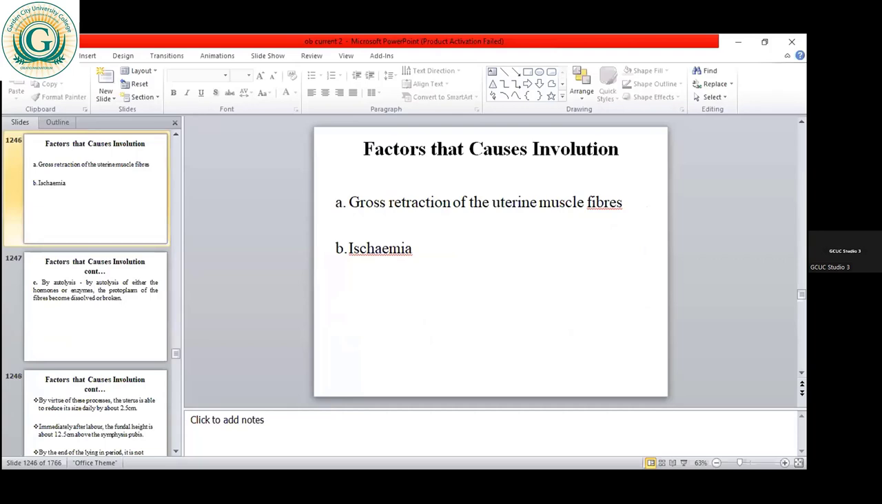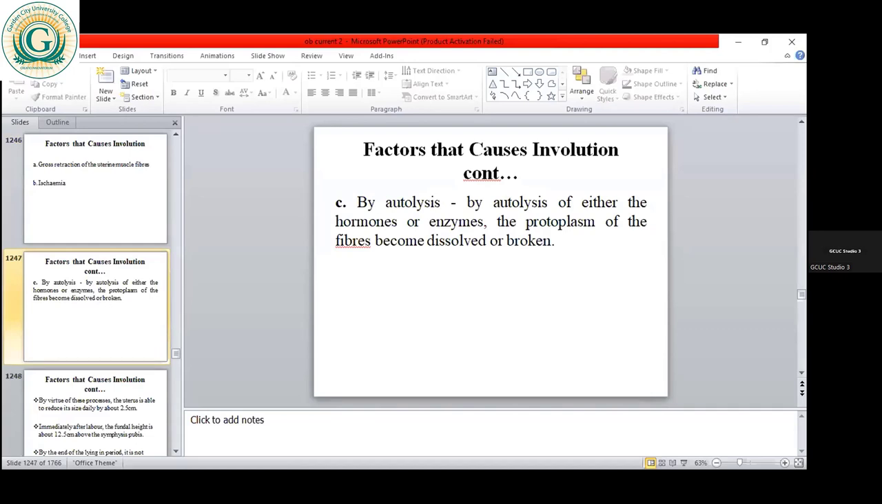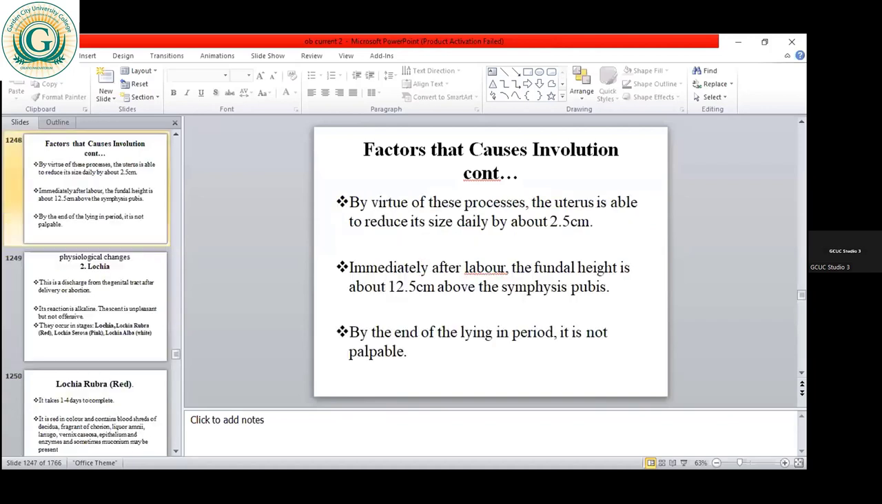Now, what actually happens in autolysis is that there is cross retraction of muscle fibers and also there is ischemia. The blood supply to tissues or organs, like the endometrium, is cut off and they die off. So your uterus, which has grown big, becomes very small. The vagina also reduces, so that the woman will regain herself like the way she was before. As we said, autolysis, by either hormones or enzymes, the protoplasm of the fibers becomes dissolved, everything is destroyed, self-destruction.